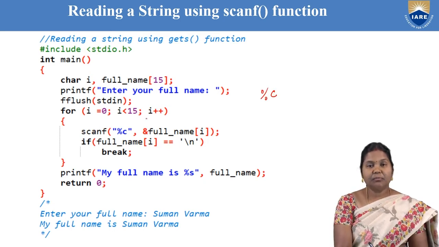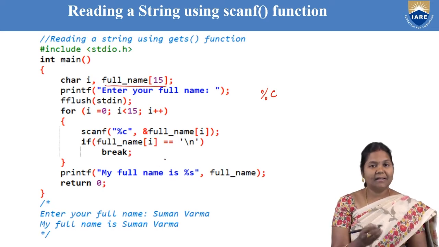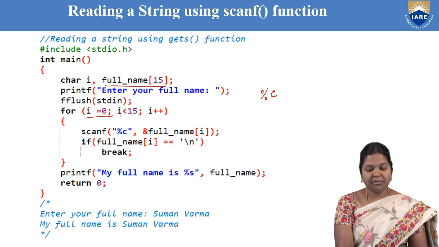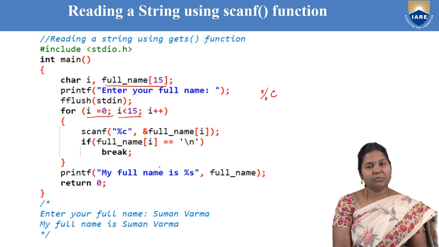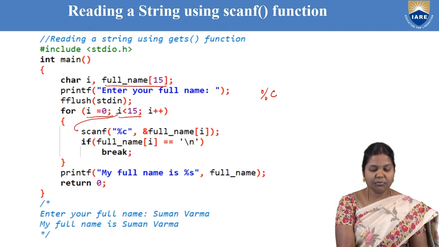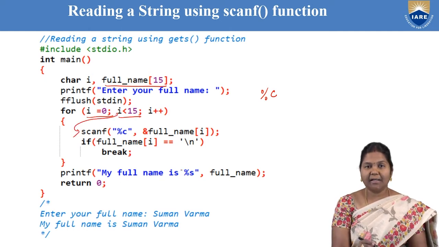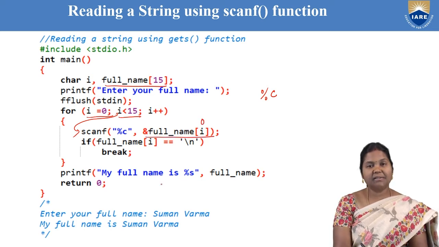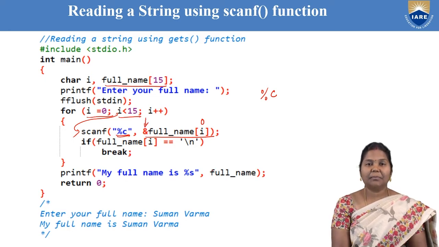For this we have declared one character array, and to read character by character, let us use a loop because repeatedly it has to read character by character. So for i equal to 0, suppose the length of the string is 15, so you can run the loop 15 times, i less than 15. Then what it has to do? It has to first read the 0th character. So fullname[i] is nothing but here the 0th character, that is, you are providing the address of that position. So in that position, the first character will be stored.